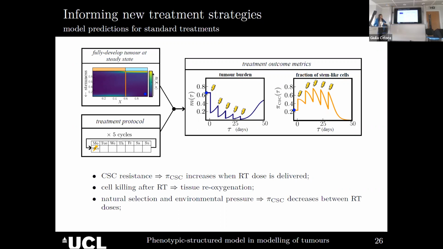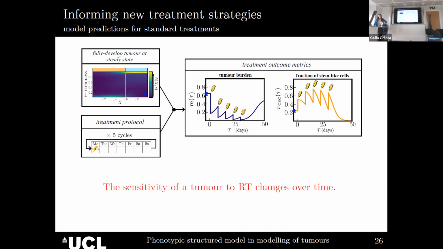And this is telling us something interesting. I know it might be trivial, but when you look at how clinicians schedule treatment strategies, they don't really look at this. The sensitivity of the tumor to radiotherapy does depend on time. So if you think about it, between the first and the second dose of radiotherapy, our treatment will be less effective because we have accumulated the resistant cells. So even if we apply the same fraction, we're going to be killing overall fewer cells.